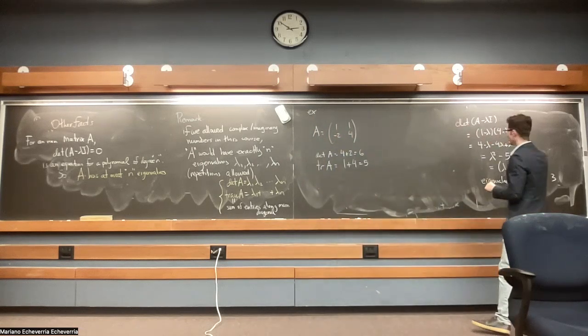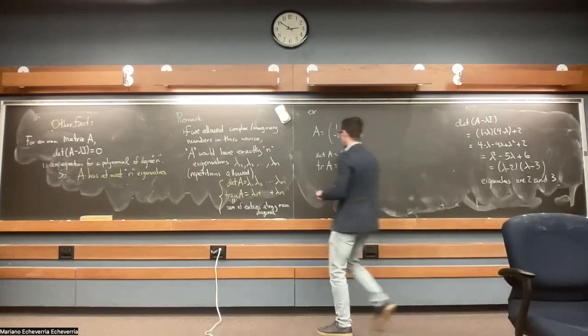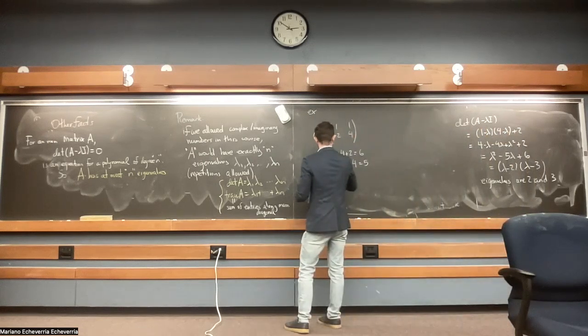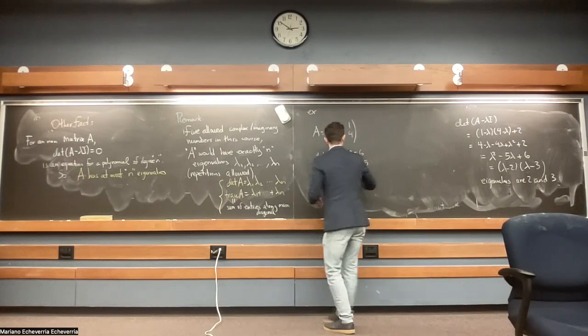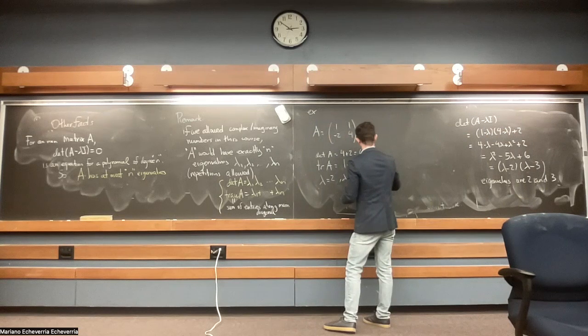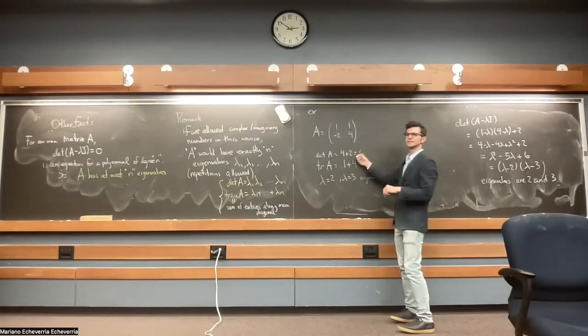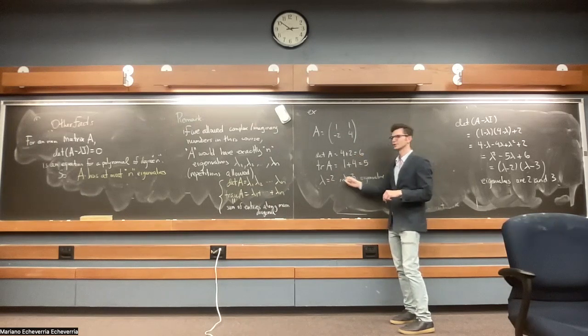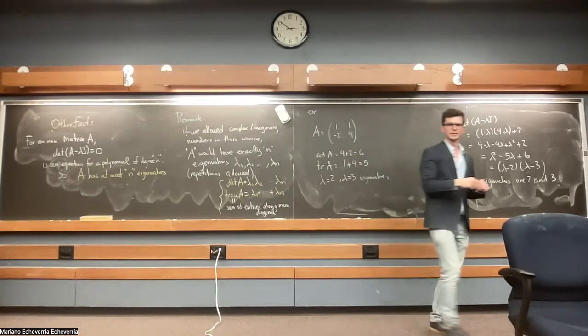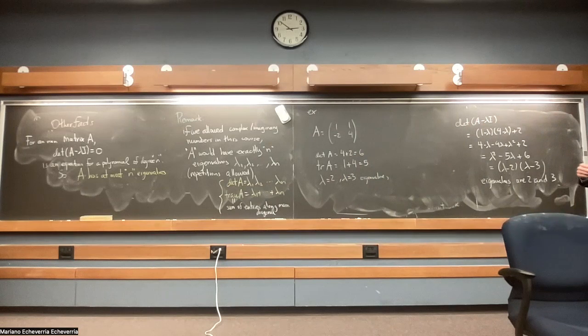But in this example, we had 2 eigenvalues, lambda equals 2 and 3. If you do 2 times 3, you get 6, which is the determinant. If you do 2 plus 3, you get 5, which is the trace. So that actually does work in general.